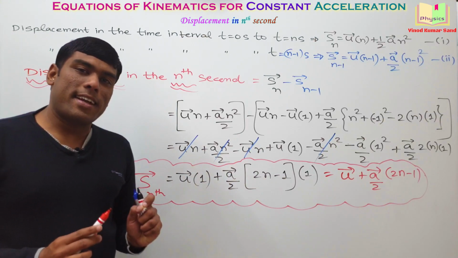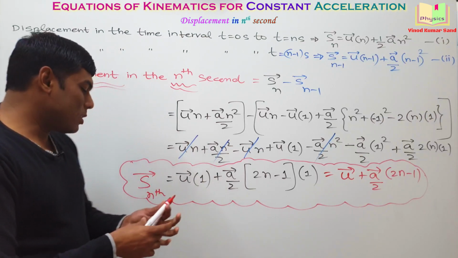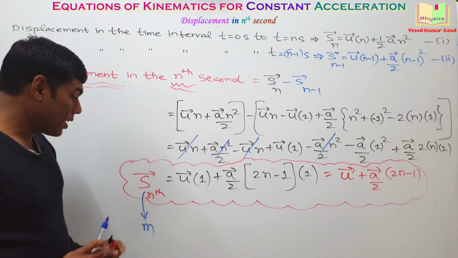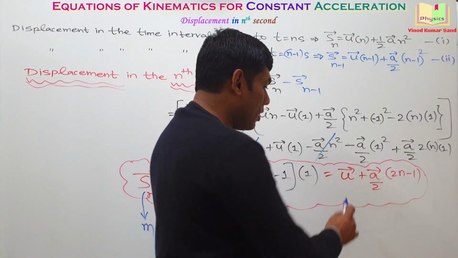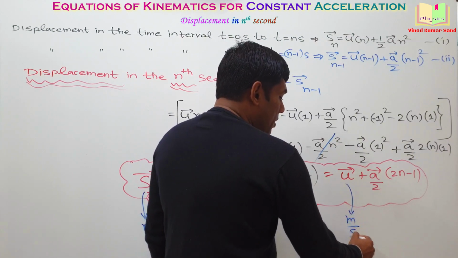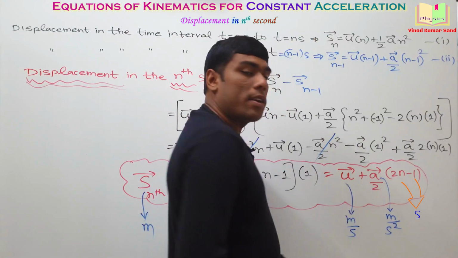Displacement in the nth second will have what SI unit? Displacement will have the unit meter, SI unit meter. And now if you use this format, then you will have the unit of the initial velocity as meter per second, and the unit of acceleration as meter per second square.